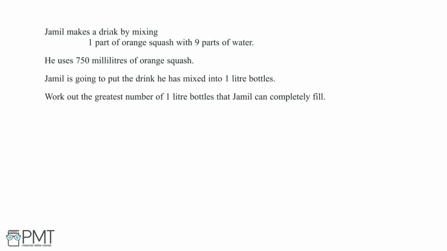We are told that Jamil makes a drink by mixing 1 part of orange squash with 9 parts of water. He uses 750 milliliters of orange squash. Jamil is going to put the drink he has mixed into 1 liter bottles. Work out the greatest number of 1 liter bottles that Jamil can completely fill, and this question is worth 3 marks.